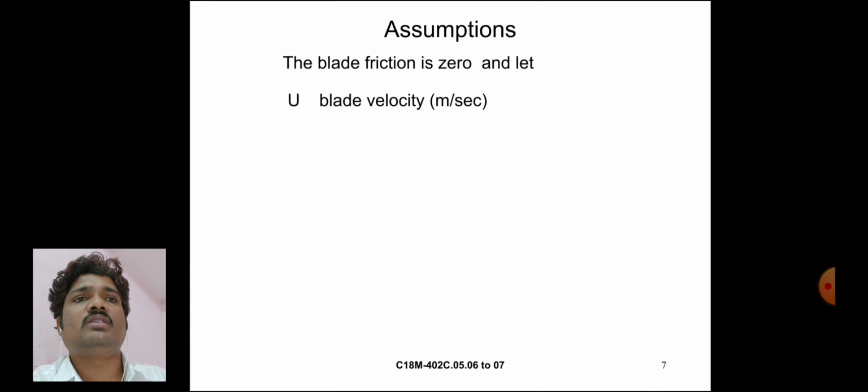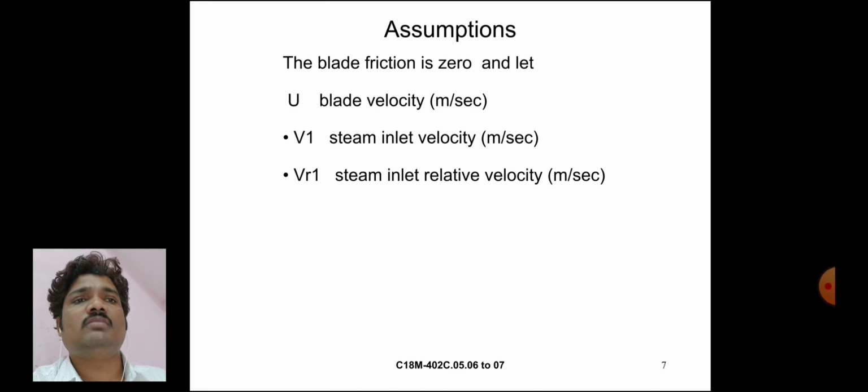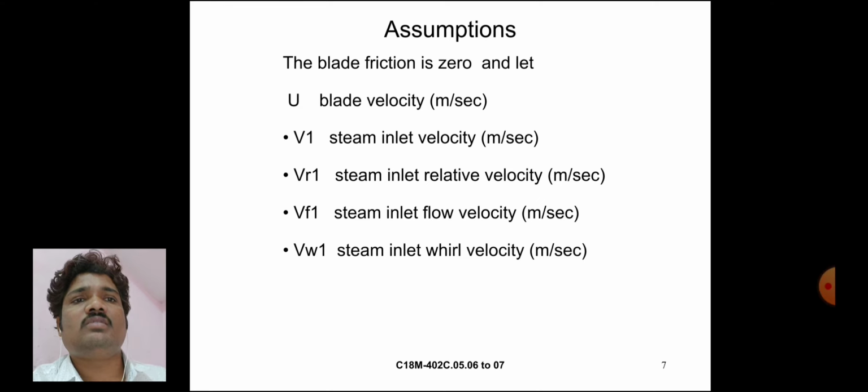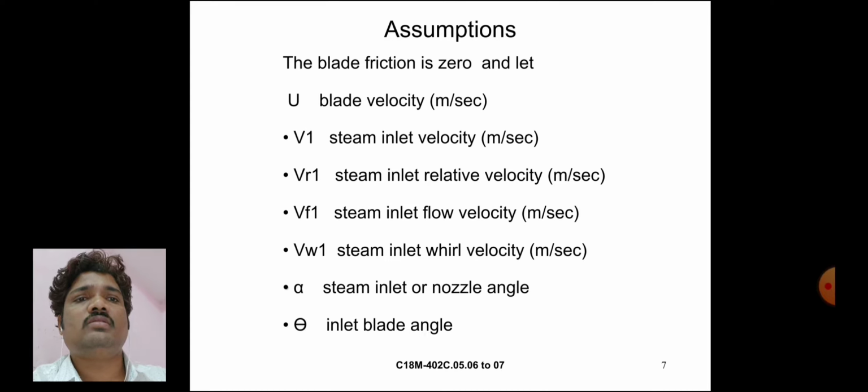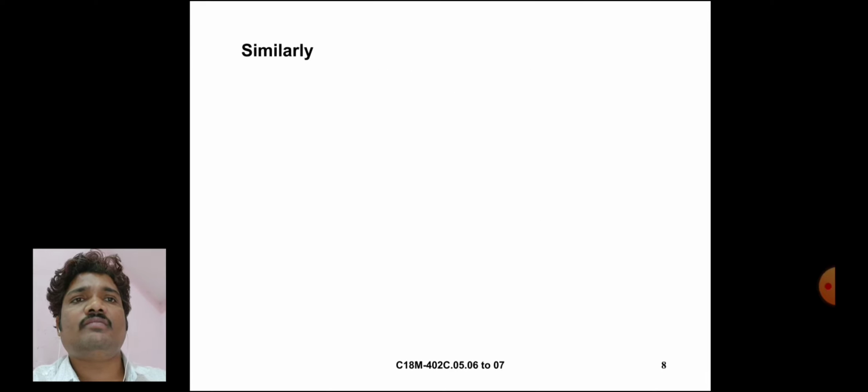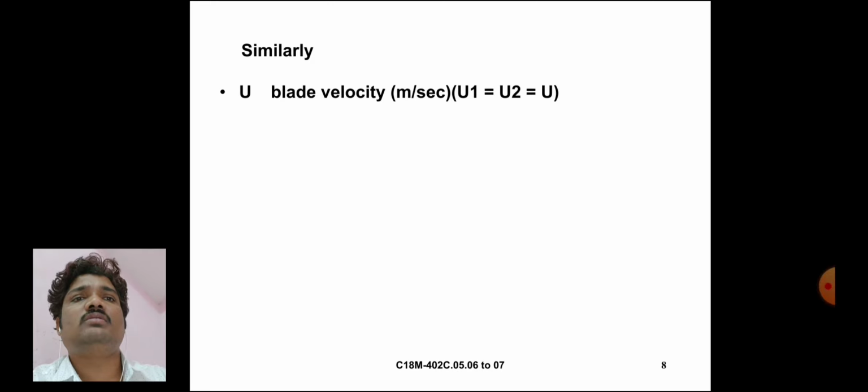The blade friction is 0. Let u be the blade velocity, V1 the steam inlet velocity, VR1 the steam inlet relative velocity, VF1 the steam inlet flow velocity, and VW1 the steam inlet whirl velocity. Units are meters per second. Alpha is the steam inlet or nozzle angle, and theta is the inlet blade angle. Similarly, u is the blade velocity in meters per second, and u2 is equal to u.